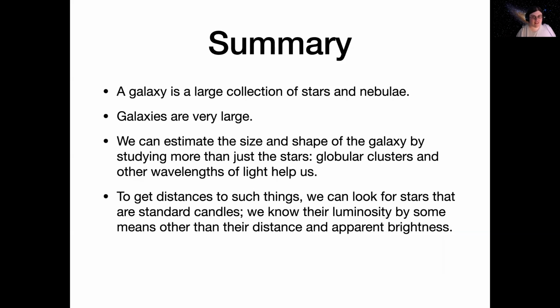So, in summary, a galaxy is a collection of stars and nebulae. And one more thing we're going to talk about next time: dark matter. Galaxies are relatively large compared to the other stuff we're doing. They're 100,000 light years across, and our Milky Way is not the biggest, though it's relatively big. We can estimate the size and shape of the galaxy by trying to find things other than stars, because stars a lot of times are blocked by gas and dust. And to give distances for things, we do look at the stars. We look for stars that are standard candles, stars where we know their luminosity by some means other than their distance.